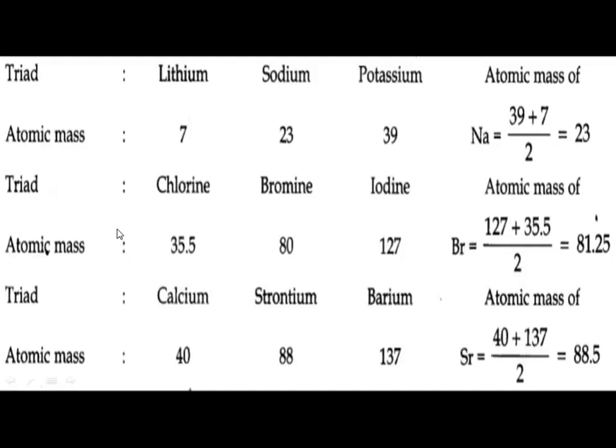So here is 7, lithium, sodium, potassium. This is how I have just explained to you. Chlorine, bromine, iodine, you will get 81.25. Calcium, strontium, barium, 40, 88 and 137, 88.5. Yes, so these were triad number 1, triad number 2, triad number 3 of Dobereiner.